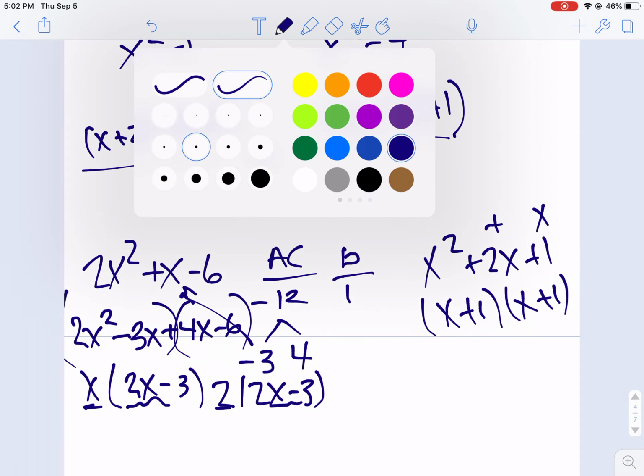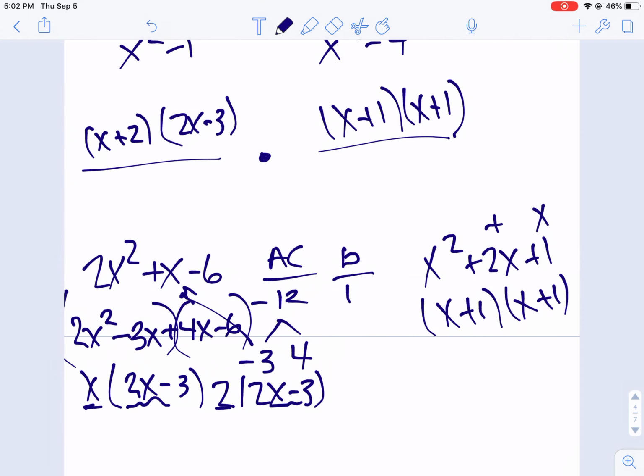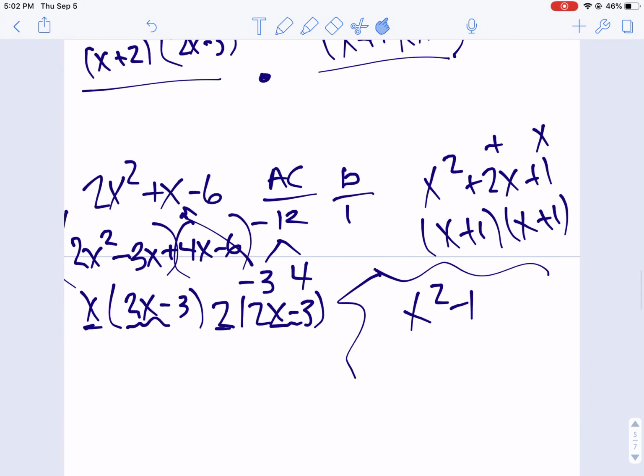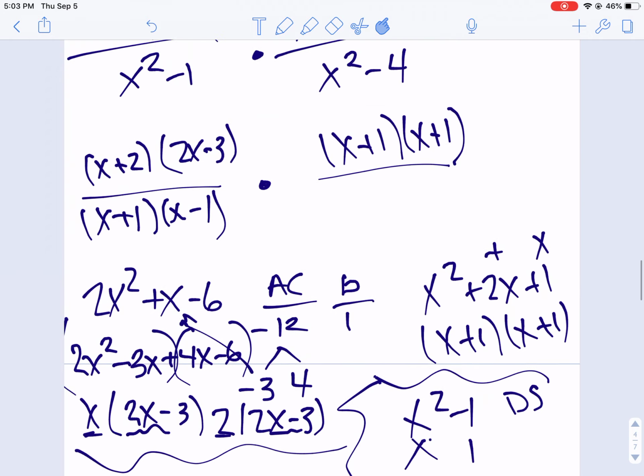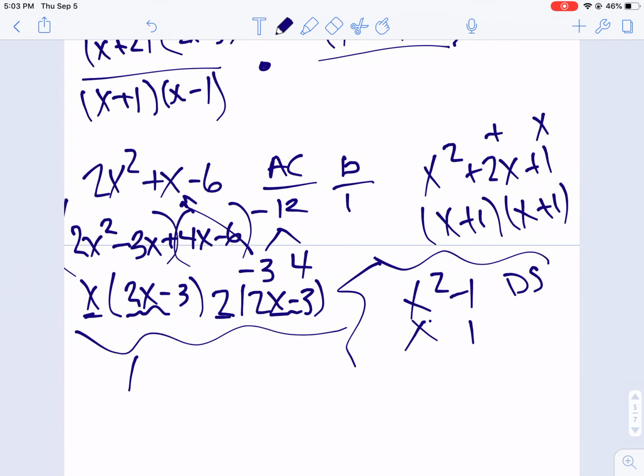Okay, so then we are going to do the x squared minus 1. That's a difference of squares problem. So the square root of the first one's x, square root of the last one is 1. So this factors into x plus 1, x minus 1. And then the last one we had was that x squared minus 4. And again, it's a difference of squares, x and 2. So this is x plus 2, x minus 2.